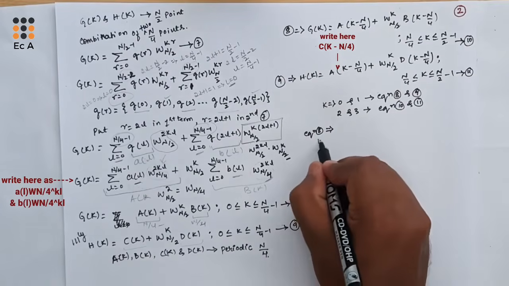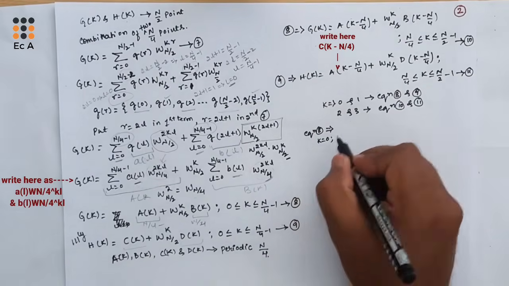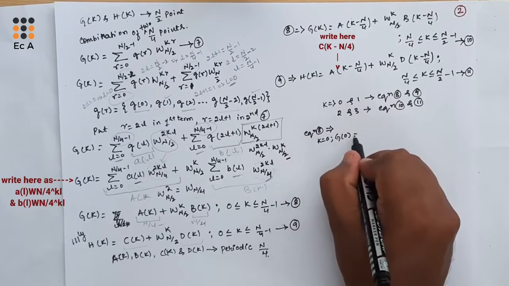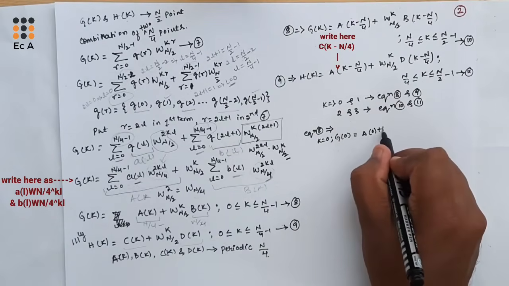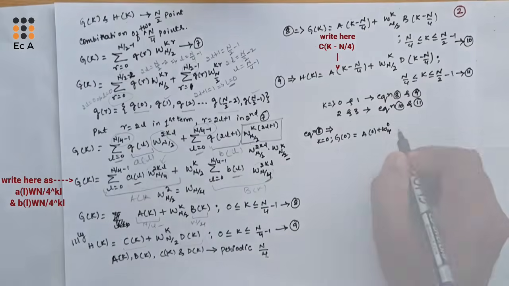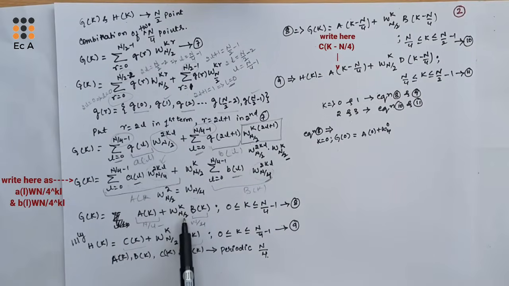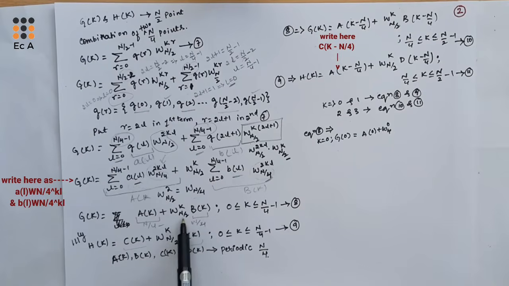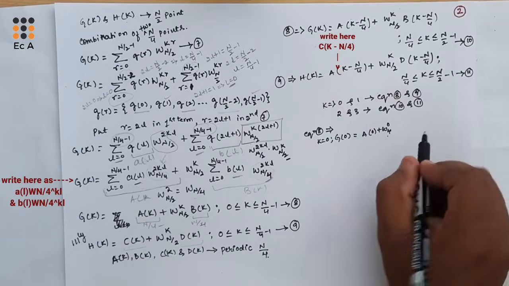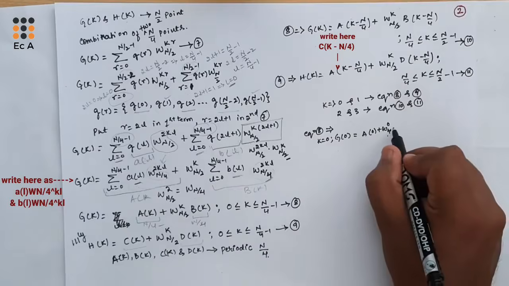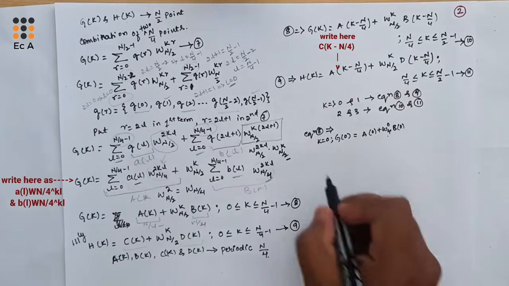If we put k is equal to 0, at that case we will get g of 0 is equal to a of 0 plus w4 to the power of 0. Here it is n by 2, n value is taken as 8, so it will be 8 by 2, it will be 4. So, that is why we have written w4, k value is 0. So, w4 to the power of 0 into b of 0.